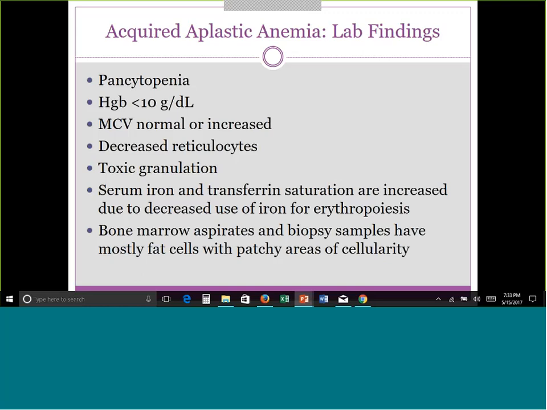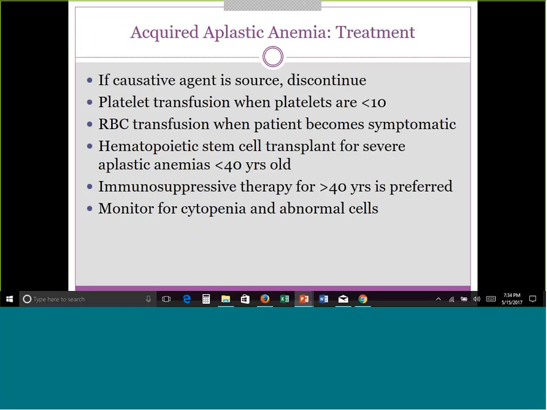As far as iron goes, you are going to see a lot of iron available in the bone marrow. If you were to stain it with Prussian blue and look for iron, you would see a lot of it, and that's because we're not making red cells, so we have all the iron available and just not being used. It's just sitting there waiting. So you're actually going to have quite a bit of iron. And then, again, you're going to see mostly fat cells in your bone marrow with patchy areas of low cellularity.